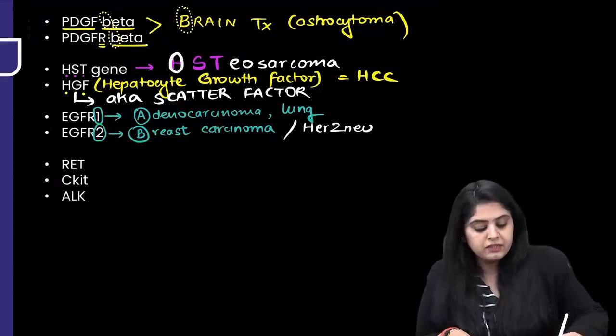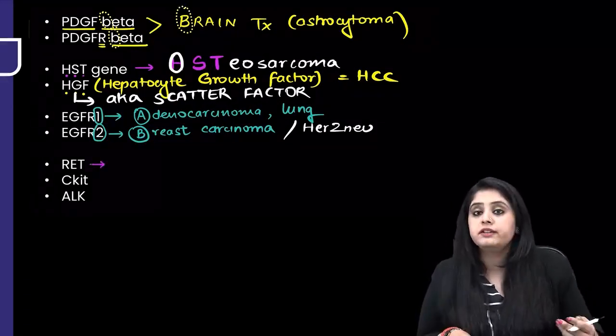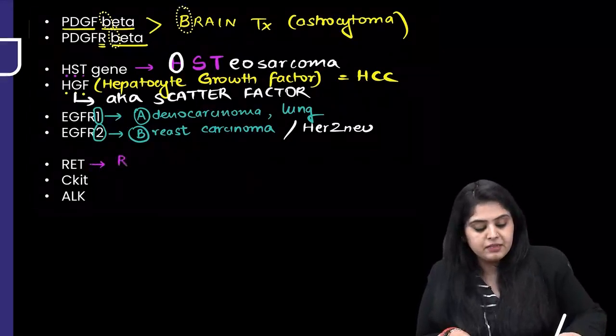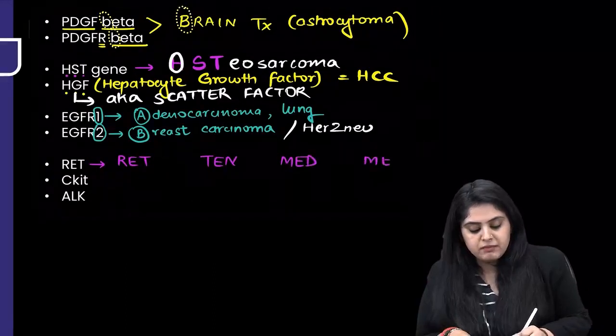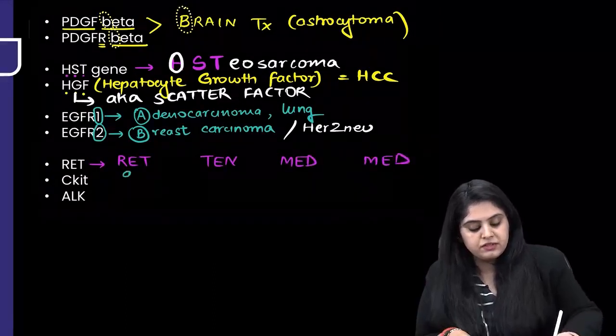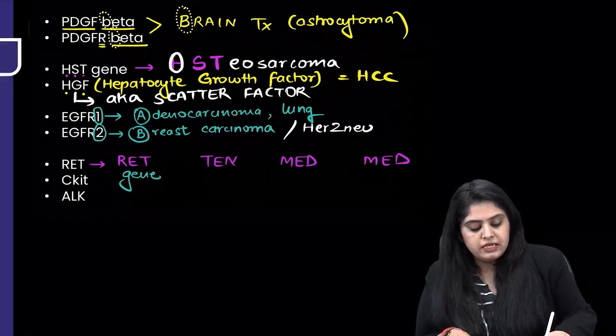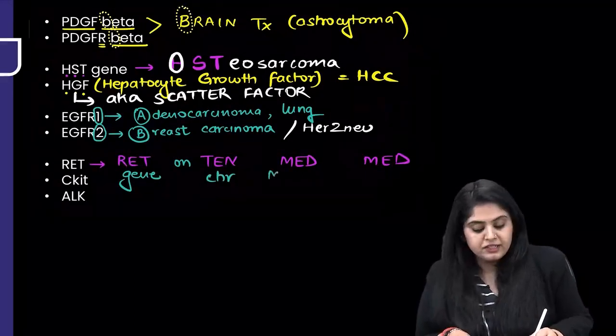Now let's come to RET. For RET, I want all of you to learn one rhyme. And that rhyme is RET 10 med men. What is RET 10 med men? That basically means that RET is the name of the gene. It is present on chromosome number 10. Which cancer does it cause? It is associated with medullary carcinoma thyroid.